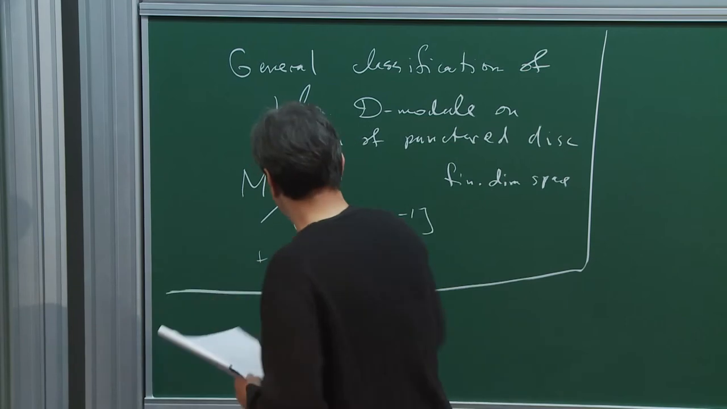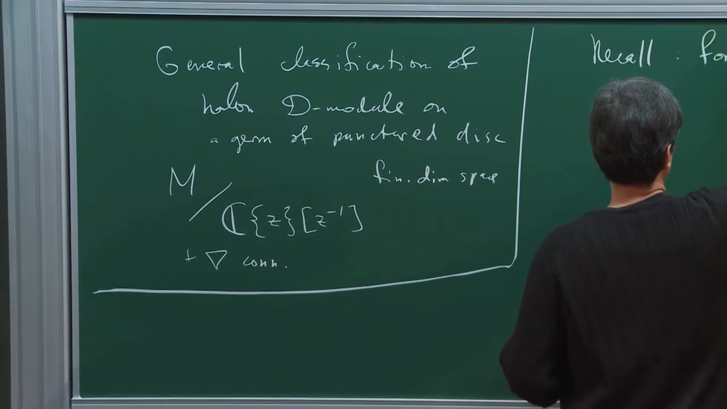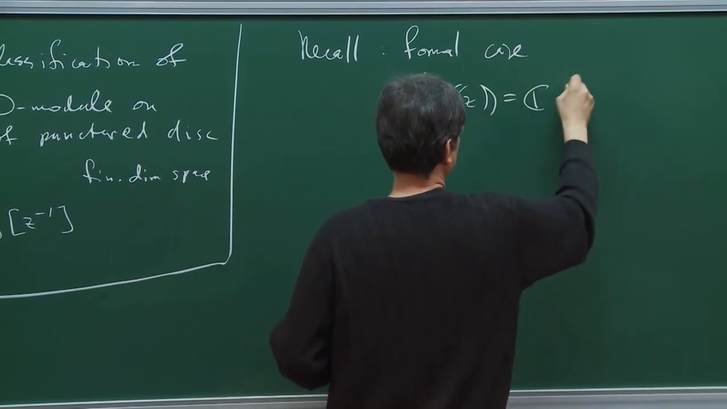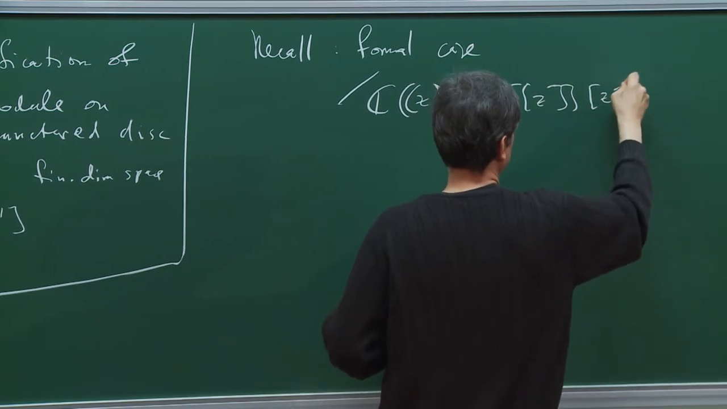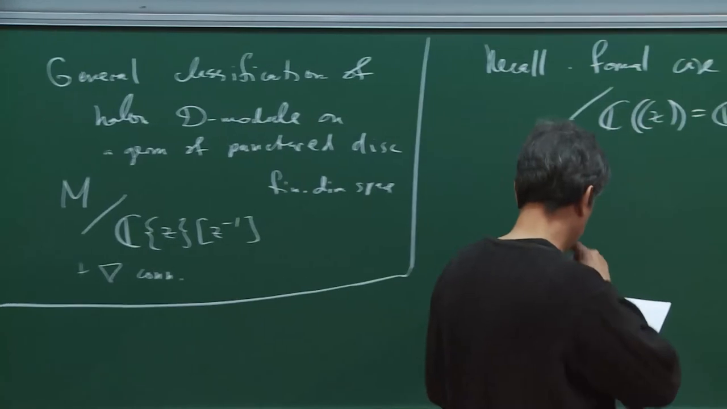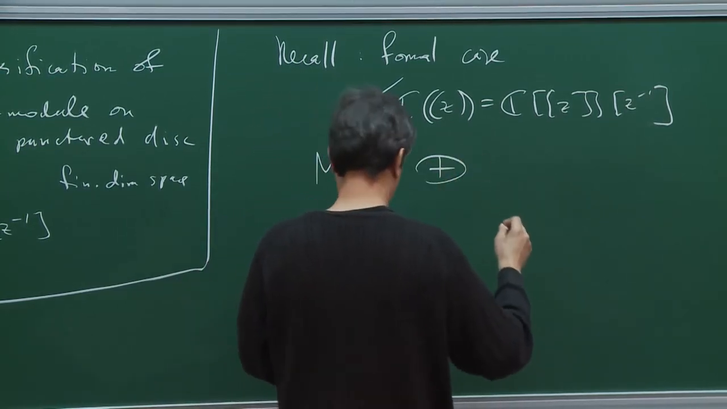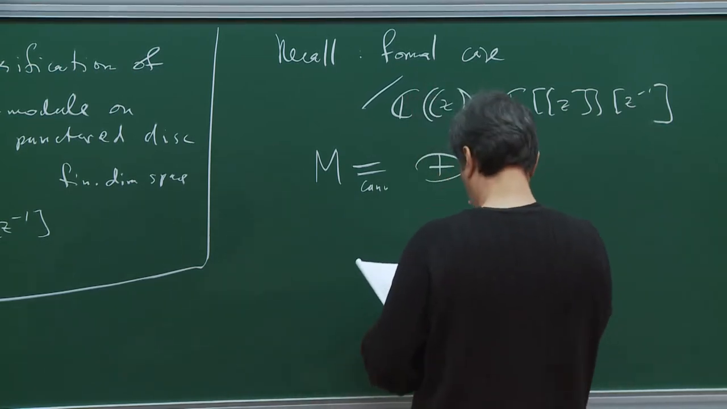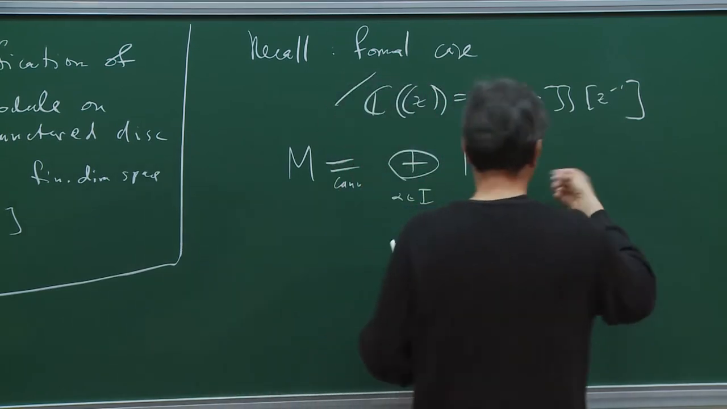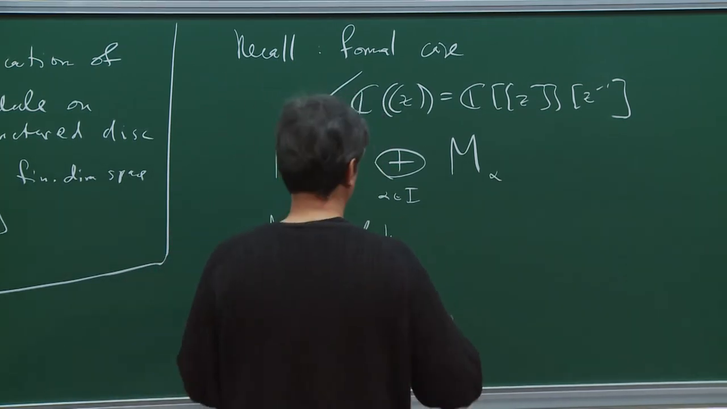So that will be my next topic. Recall the formal classification. If we work over C((z)), we ignore the convergence constraint. A holonomic module M is canonically decomposed into a direct sum over a certain finite set. We think these pieces belong to different blocks, so they do not talk to each other.